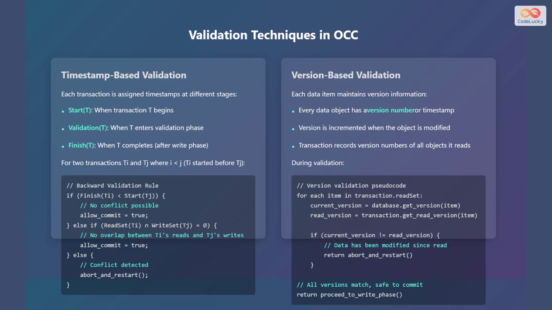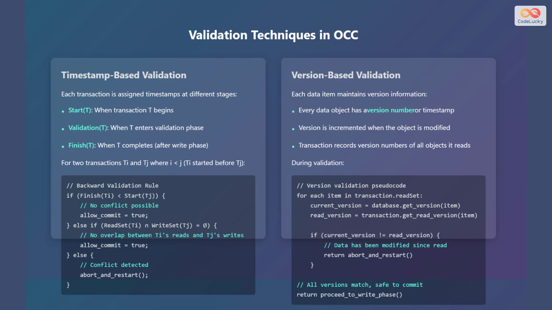Another technique is version-based validation. Each data item maintains version information. Every data object has a version number or timestamp. This version is incremented when the object is modified. The transaction records version numbers of all objects it reads.